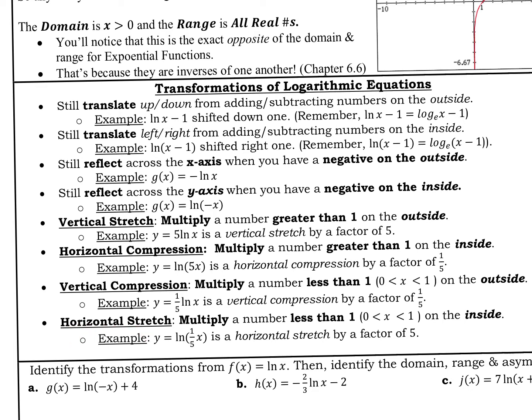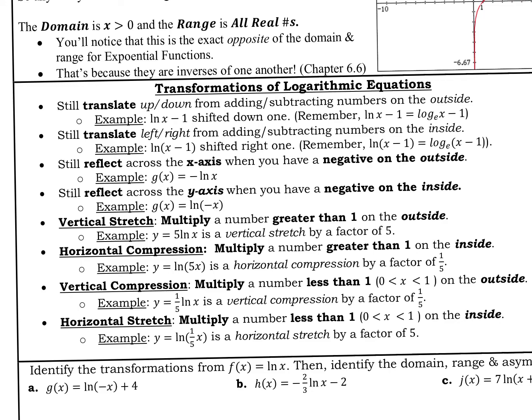Horizontal stretch would make it get wider. You're pulling on the sides of the graph to stretch it out wider. And that's when you multiply a number less than 1, again a positive number, on the inside. So if I had ln of 1/5 on the inside, it would be a horizontal stretch by a factor of 5. So that's just a recap of all the transformations.